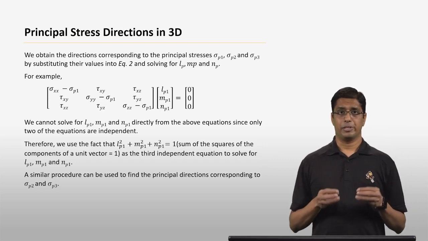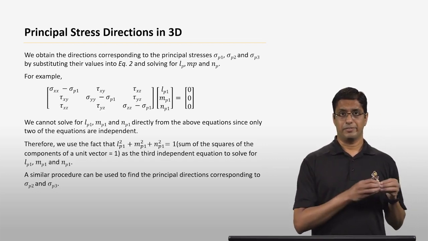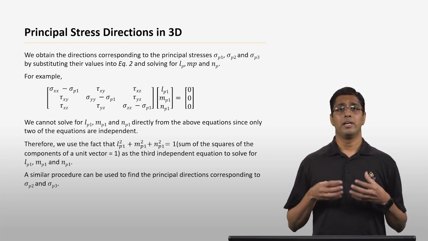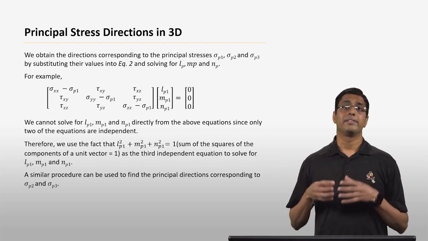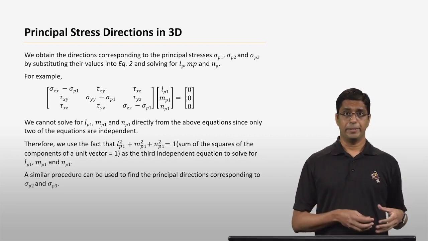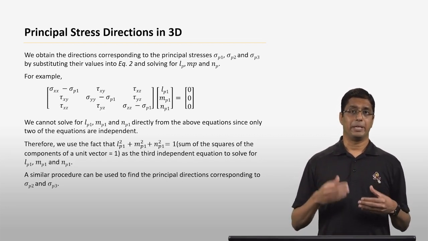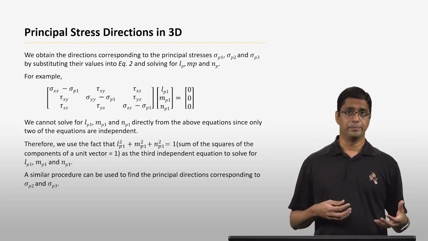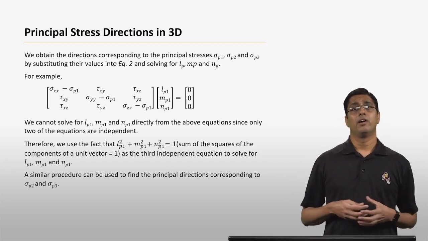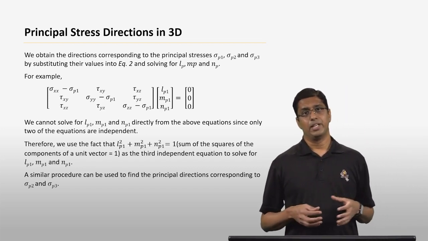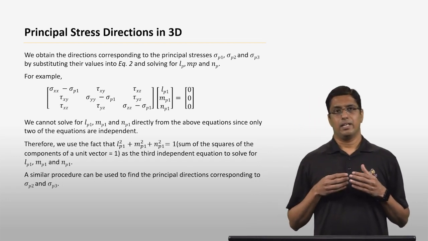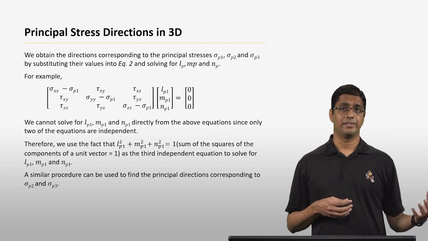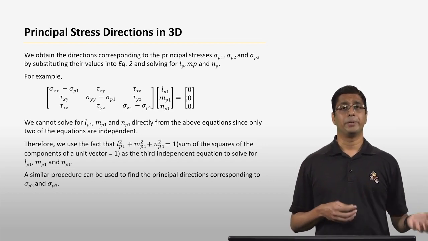So now you substituted sigma p1 instead of sigma p, and you get the direction cosines corresponding to sigma p1. You can do the same thing for sigma p2 and get LP2, MP2, and NP2, which will be the direction cosines corresponding to sigma p2. And similarly, you can do the same thing for sigma p3. This way, you get the direction cosines, which are the unit vectors that correspond to the three principal directions corresponding to sigma p1, sigma p2, and sigma p3.